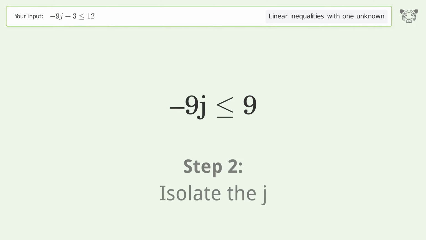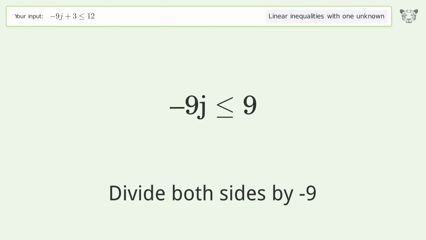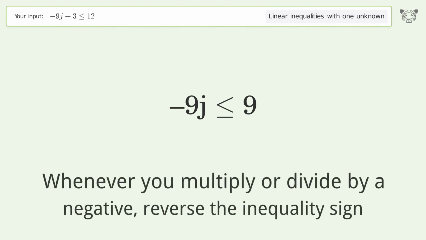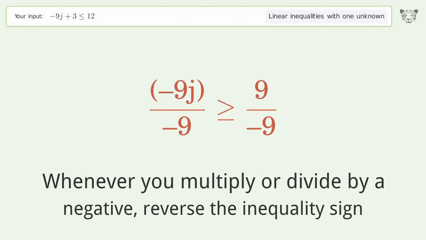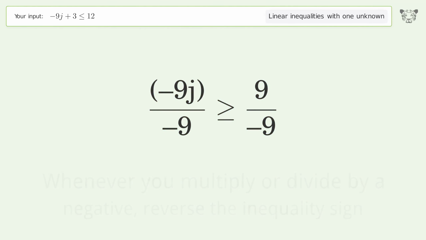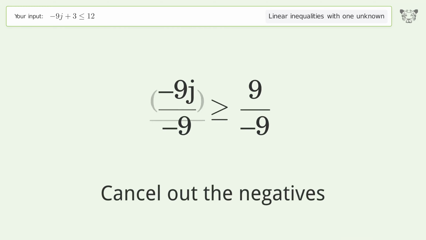Isolate the j. Divide both sides by -9. Whenever you multiply or divide by a negative, reverse the inequality sign. Cancel out the negatives.